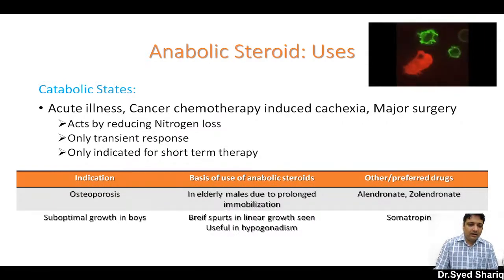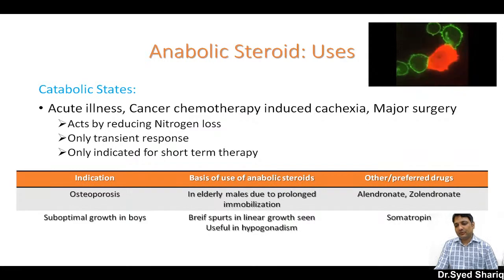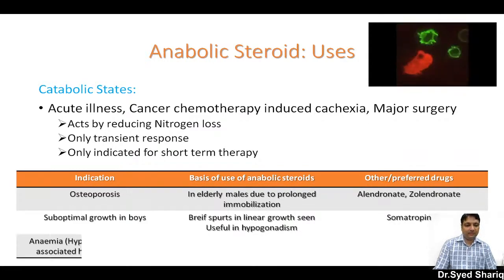Then in prepubertal boys with suboptimal growth, you can use it for a small time to just give a push in the growth. Secondly, they can also be useful in hypogonadism. If the patient is diagnosed with that, they might be helpful in pulse therapy. But we have other good drugs, for example, somatotropin, which can be used in these conditions.